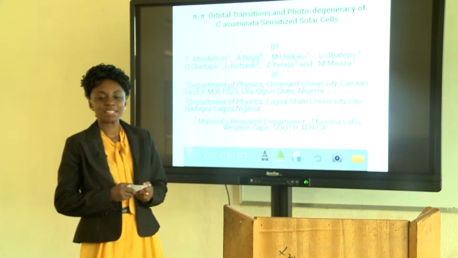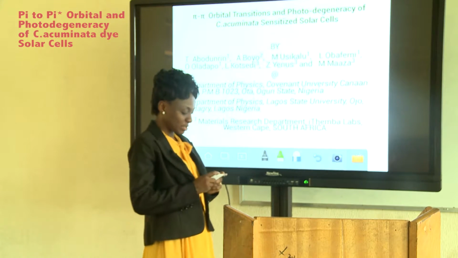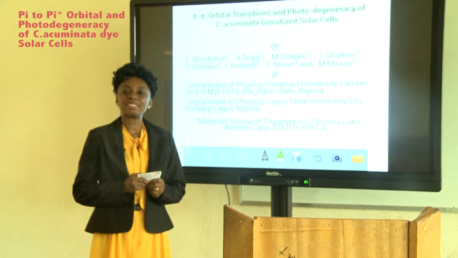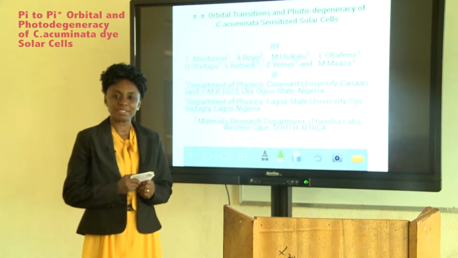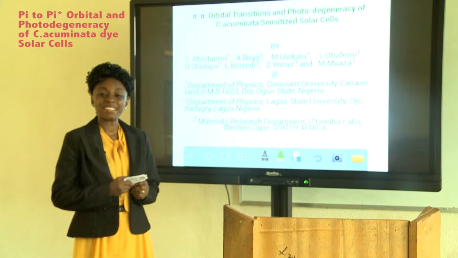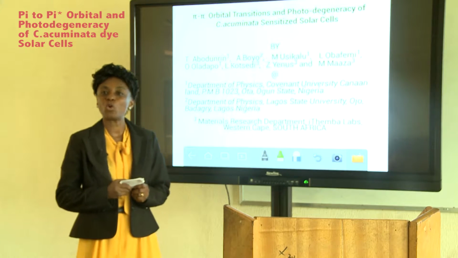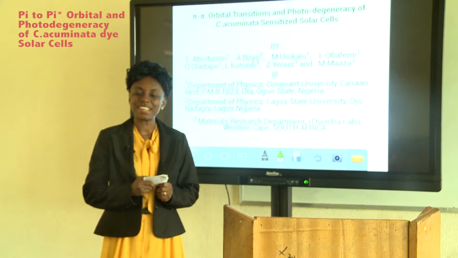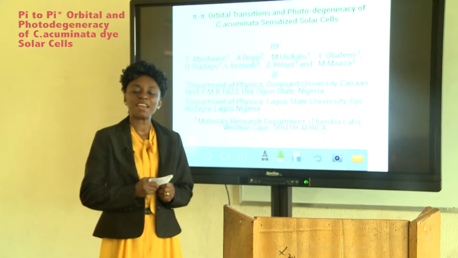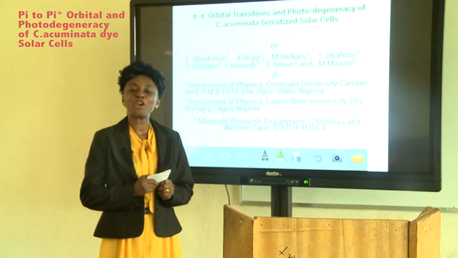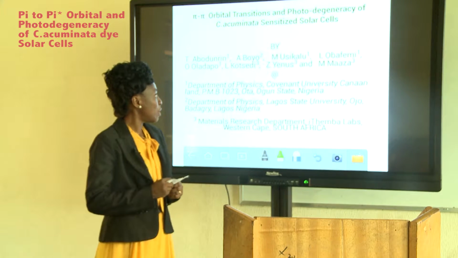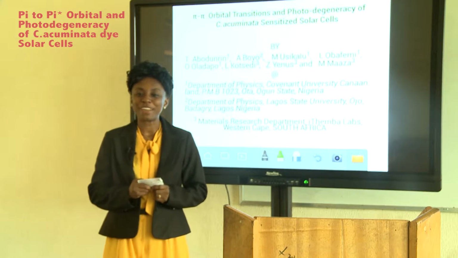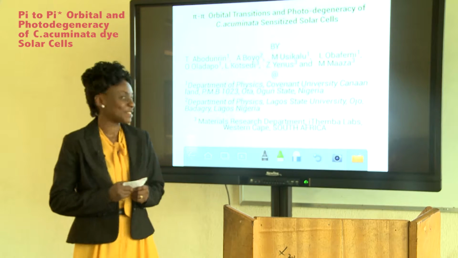This is a paper titled Pi-to-Pi Orbital Transitions and Photo-degeneracy in C.acuminata dye solar cells. C.acuminata is actually the scientific name for Kola nut. Kola nut exists in about 125 species, but the reason for our research is C.acuminata has the highest economic importance. The paper was written by the following people, and we're all from different walks of life and located in different places.